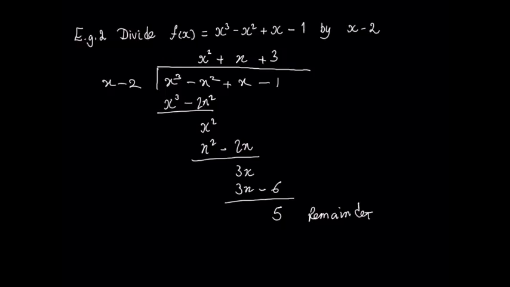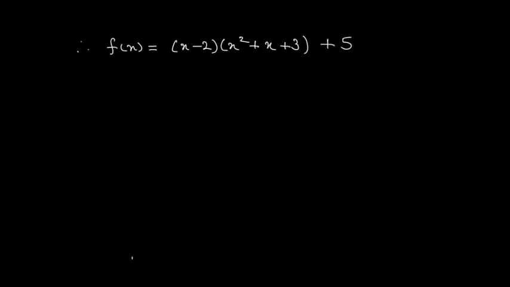So we can write our function in this form. f of x is equal to the divisor multiplied by the quotient plus the remainder, which is equal to 5. Now have a go at the multiple choice question.